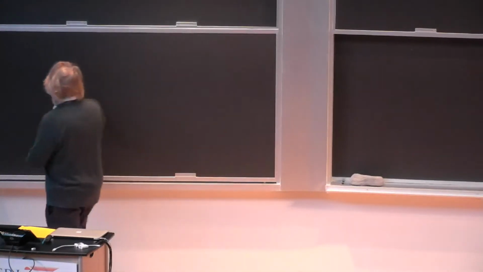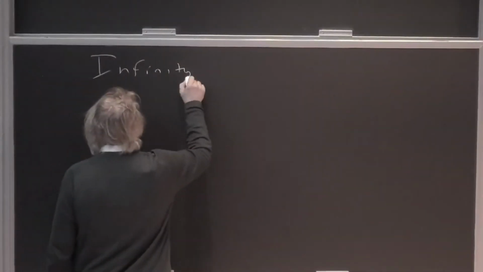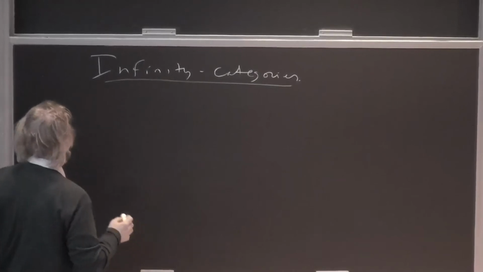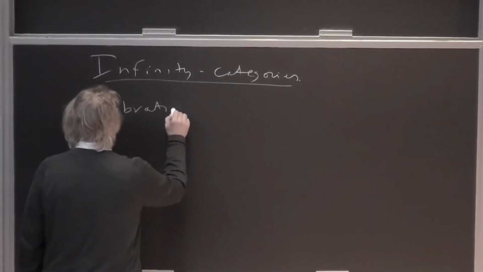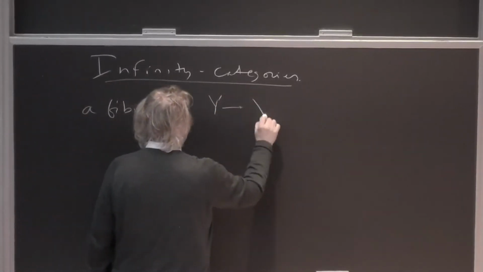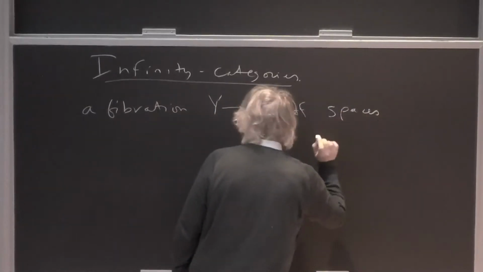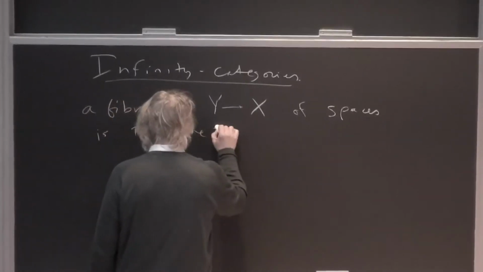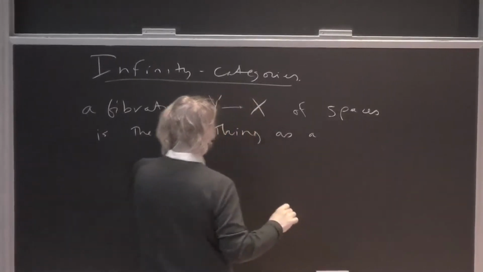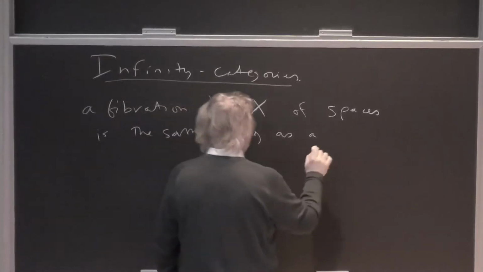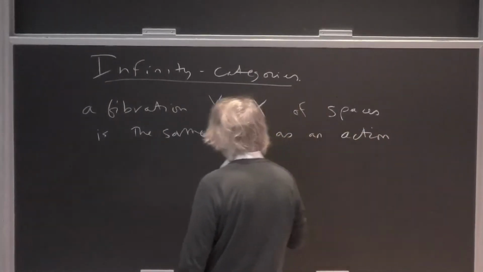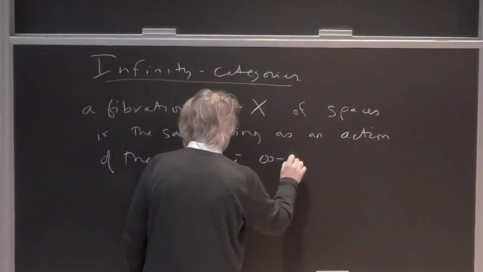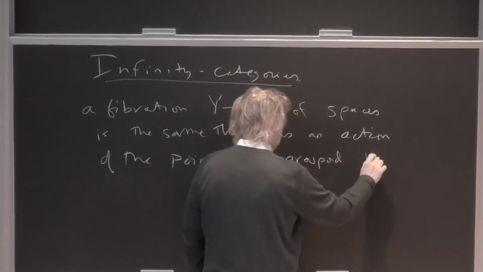So let's just write infinity categories here. And so you might say the slogan to start off today is that a fibration over a space is supposed to be the same thing as a representation, well, let's say an action, of what's called the Poincaré infinity groupoid. So let's write this π∞ of X.